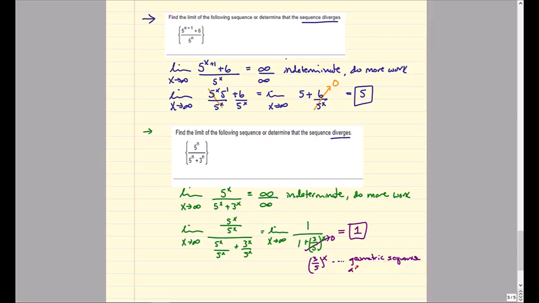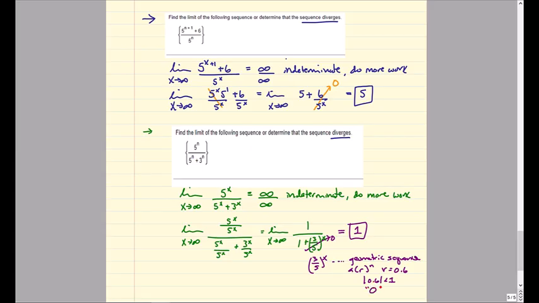But this looks like this a times r to the n. In this particular case, r is going to be 3/5, which is 0.6. And the absolute value of 0.6 is less than 1. Therefore, we know that this is converging or going toward a particular value. In this case, that's going towards 0.